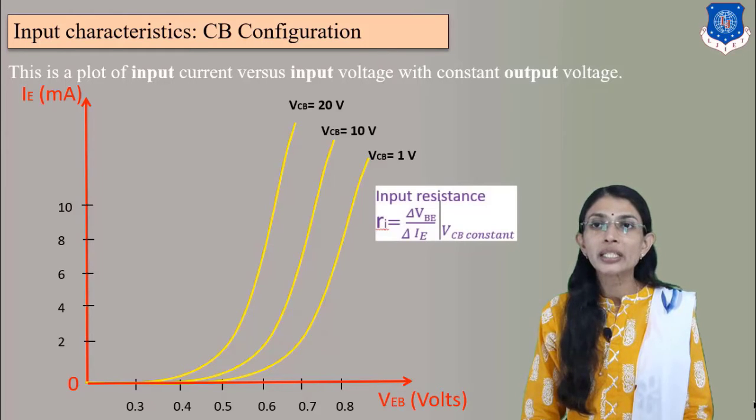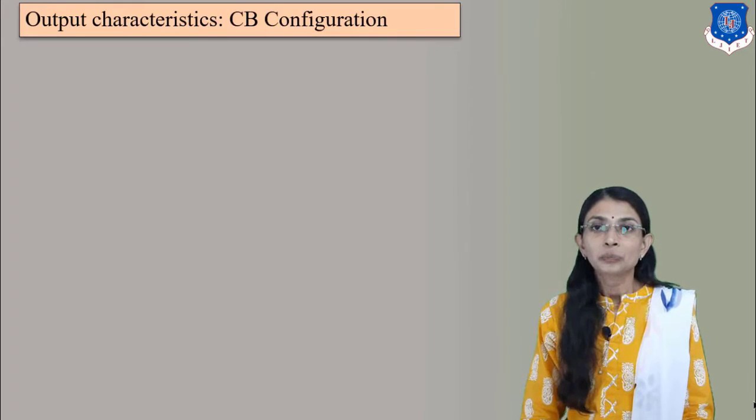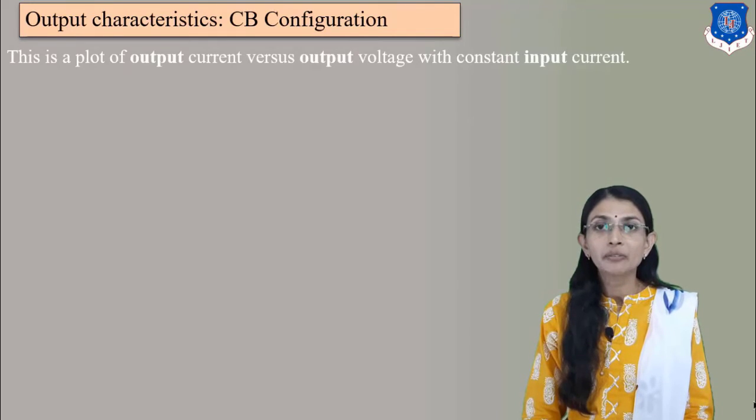Now let's move towards the output characteristic. The output characteristic for the CB configuration is the plot of output current versus output voltage with constant input current. That means the input current is emitter current because base is grounded. If base is considered as the common terminal, the input terminal is the emitter terminal and the output terminal is the collector terminal.